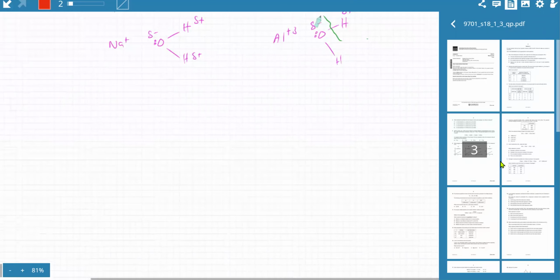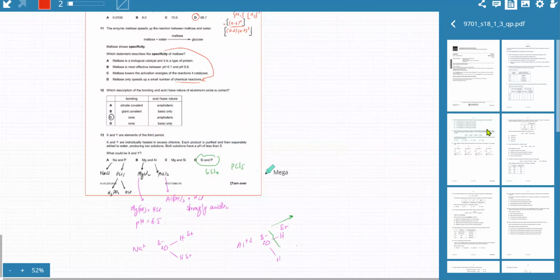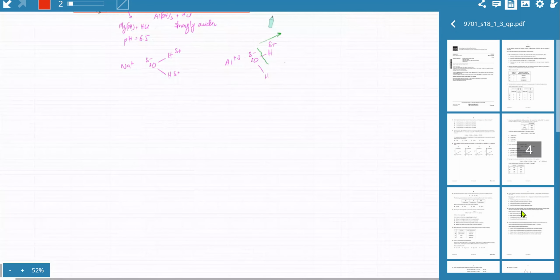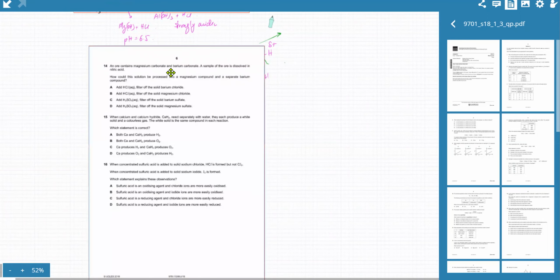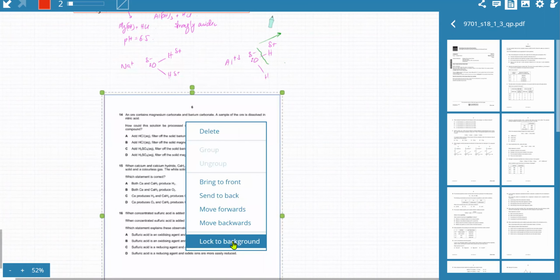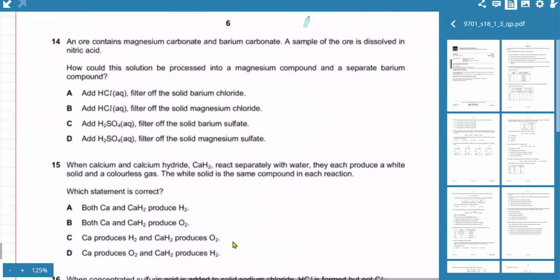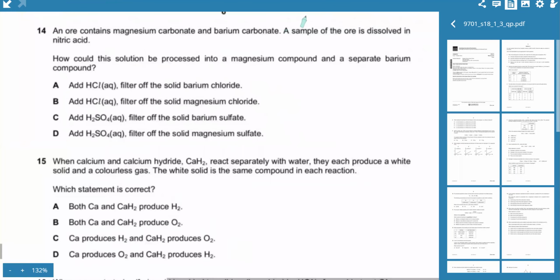Then the next one, which question was this? So the next one is, I think this one, page 6. I said this one: an ore contains magnesium carbonate and barium carbonate. A sample of the ore is dissolved in nitric acid. How could the solution be processed into a magnesium compound and a separate barium compound? So the ore contains magnesium carbonate and barium carbonate, and he's reacting it with nitric acid.